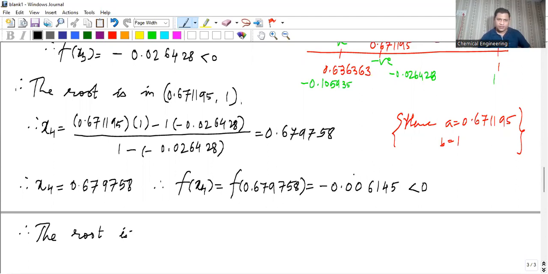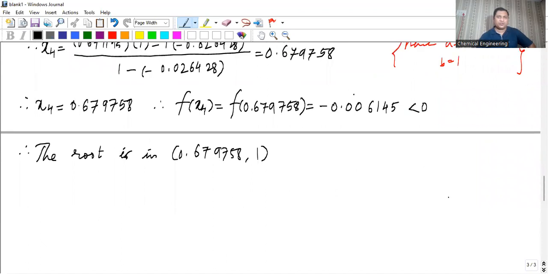The root is 0.67975821. Yes, sir. Okay, that's good. So now again, we have to find out the next iteration. So we can have 0.6797. When we will do this? Yes, we'll go for at least 5 iterations, or as mentioned in the Newton-Raphson method, accuracy will be mentioned.